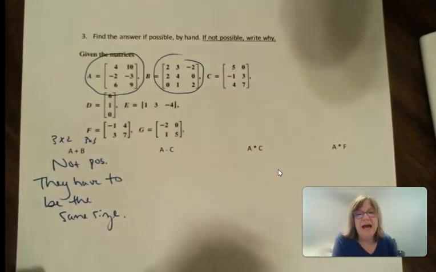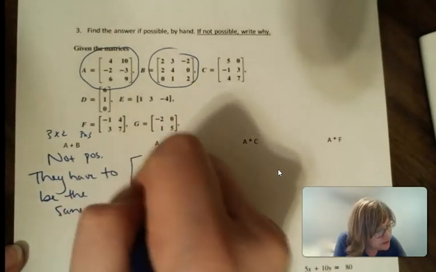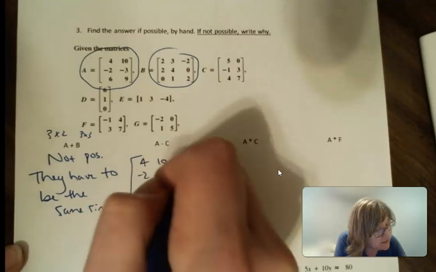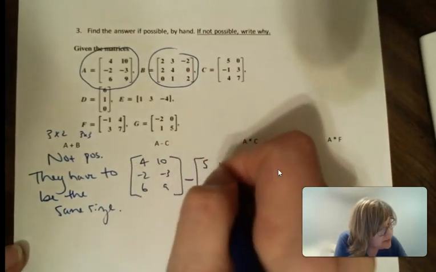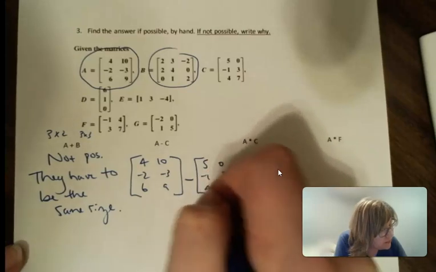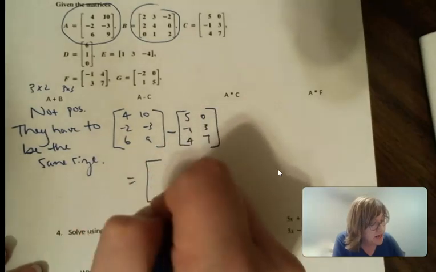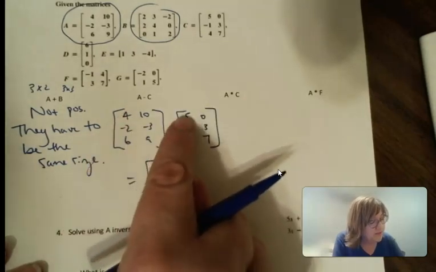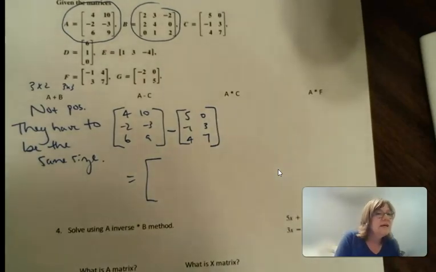Okay, so when you're adding, they have to be exactly the same size. All right, let's look at A and C. So I have A, 4, 10, negative 2, negative 3, 6, and 9, minus C is 5, 0, negative 1, 3, 4, 7. Okay, these are the same size, so I can subtract. Now, if you like to take 4 minus 5, 10 minus that, you can do that. I like to add the opposite.